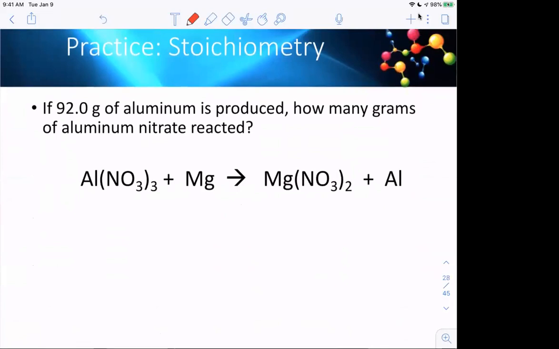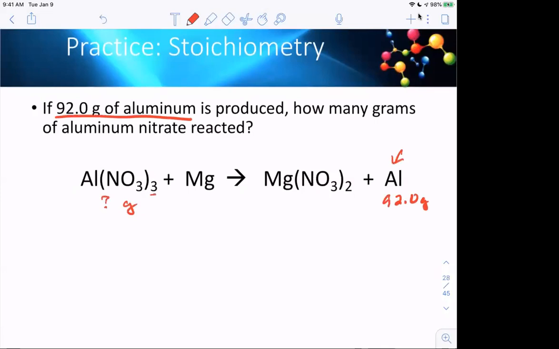Here's another that we can try. The first thing I want to look at is that I have 92.0 grams of aluminum. This is the product. I want to see how many grams of that reacted if I use 92.0 grams of aluminum. Well, I have a problem here because it's not balanced.